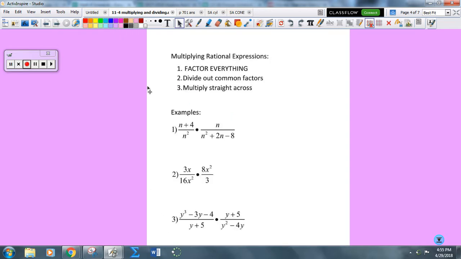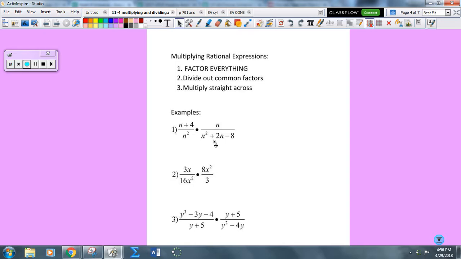So examples. Steps actually first. Multiply rational expressions: factor everything, always. We're going to divide out common factors and multiply straight across. So I want you to try each example, come back and see how I do it.